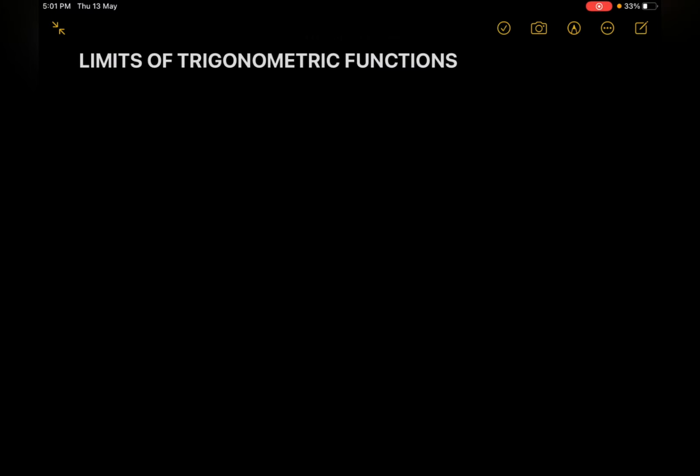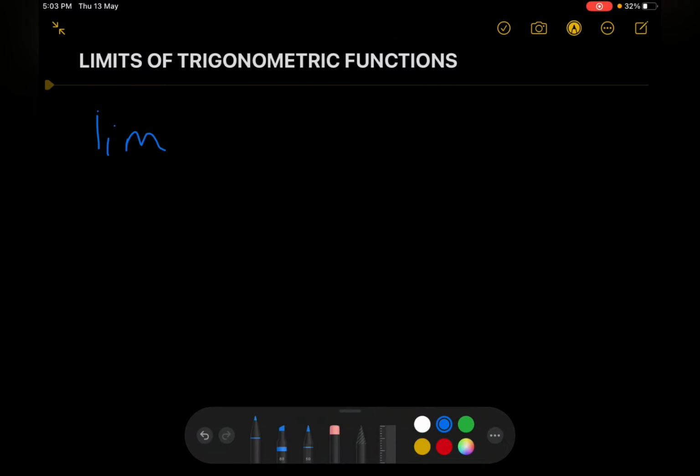When dealing with limits of trigonometric functions, there are three things that we must know. The limit of sine theta over theta as theta approaches 0 is 1. That's the first thing we must know.